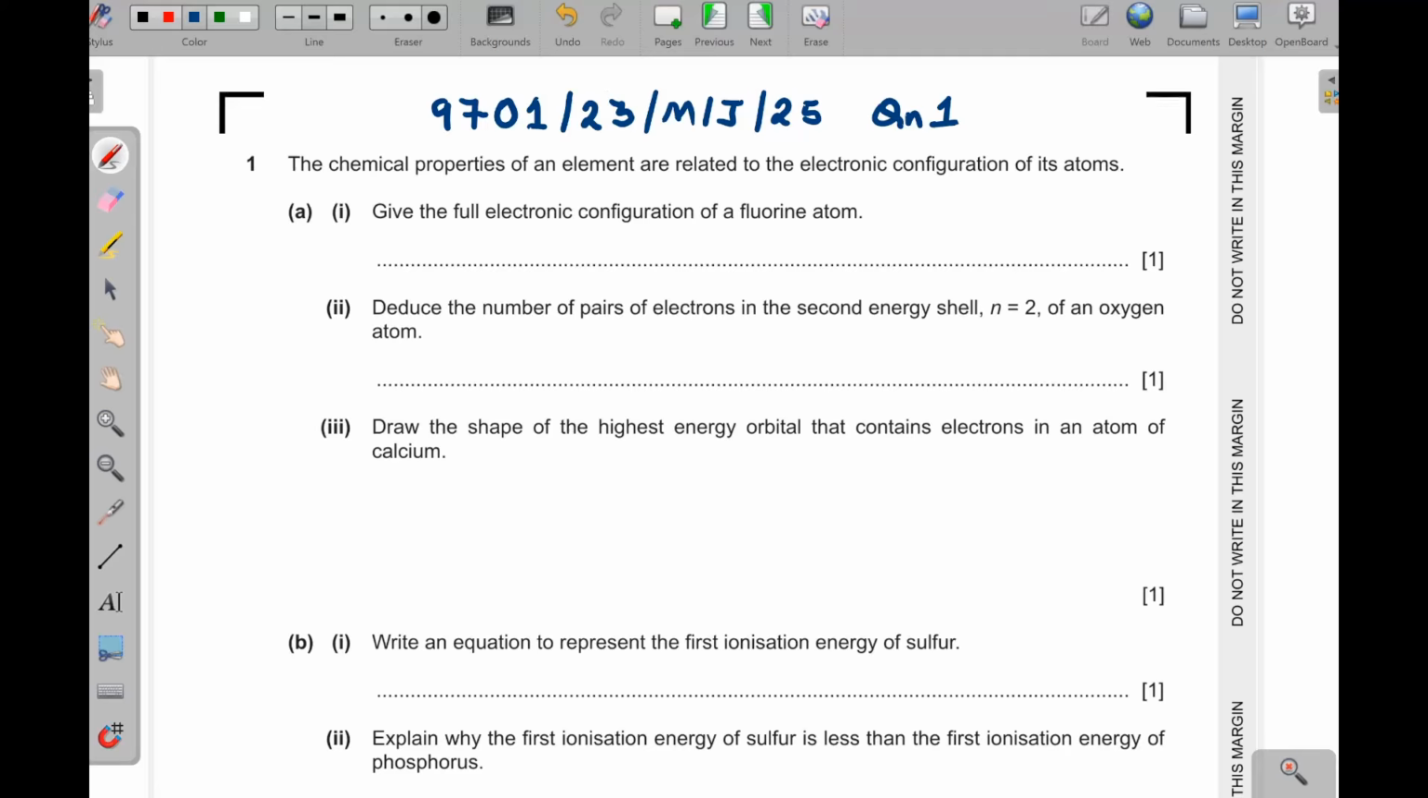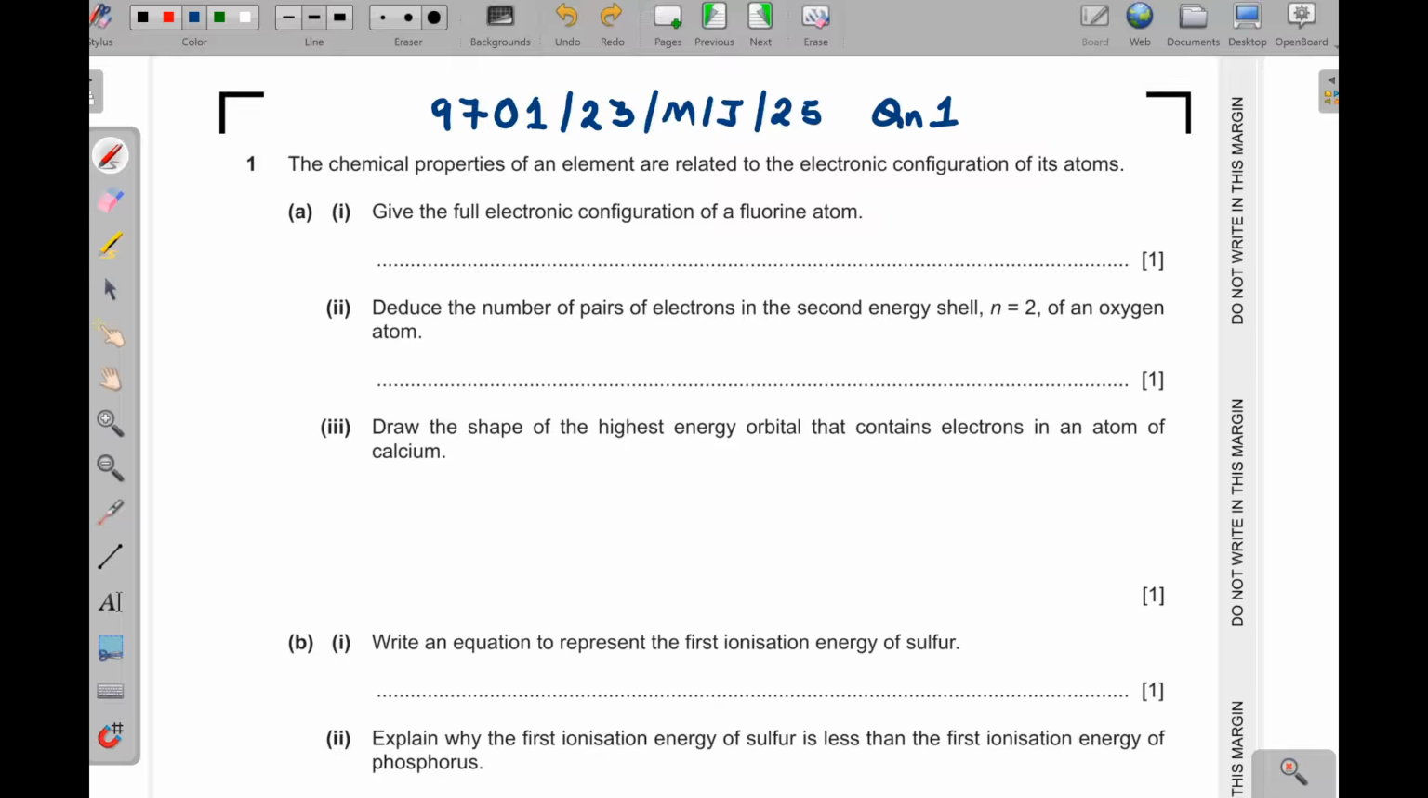This is Teacher Simon taking you through AS Chemistry paper 9701-23 for May June 2025, and this is question 1. The chemical properties of an element are related to the electronic configuration of its atoms. Part A, Roman 1, give the full electronic configuration of a fluorine atom.